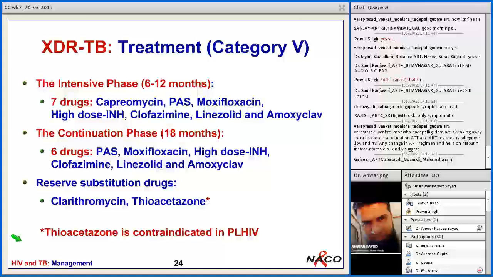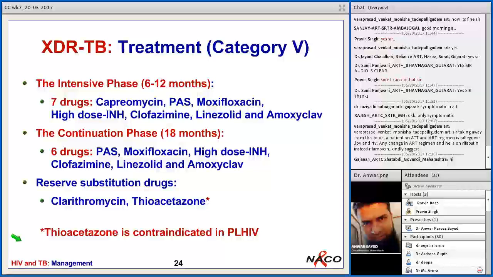High dose INH is used. Clofazimine and linezolid. Linezolid is my new macrolide. It's not new now, but it's a macrolide. After erythromycin, we use now linezolid, or azithromycin. Now linezolid is available. Amoxiclav is again used as a reserve drug. In fact, in some cases, cotrimoxazole also, high dose cotrimoxazole also is helpful, as some of the studies have shown. They also have anti-TB activity.